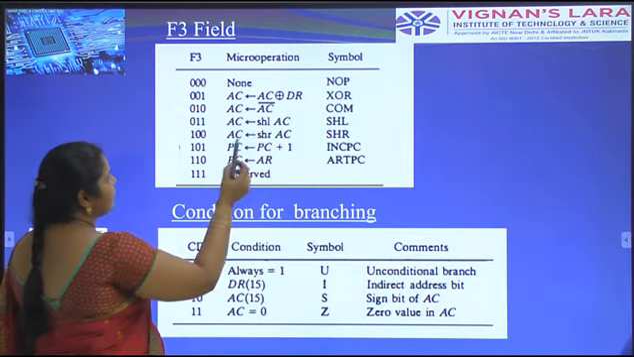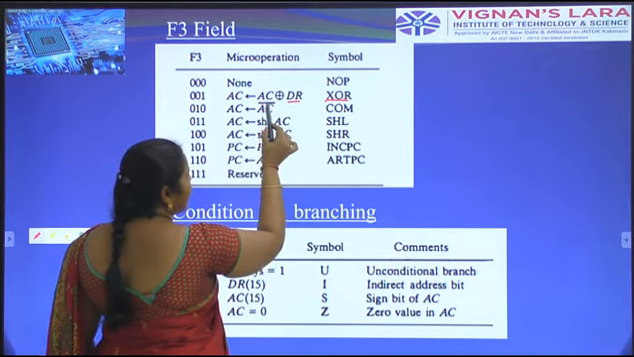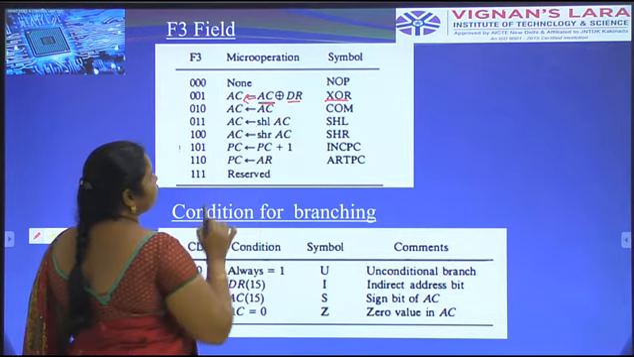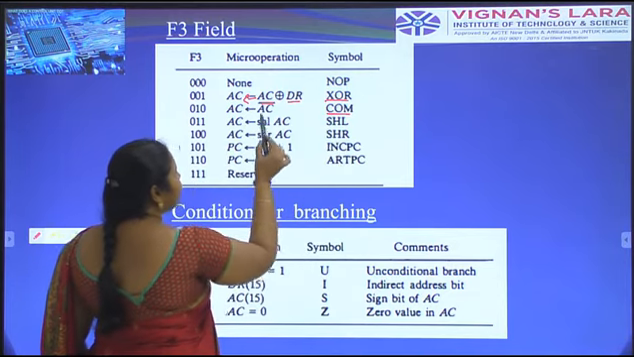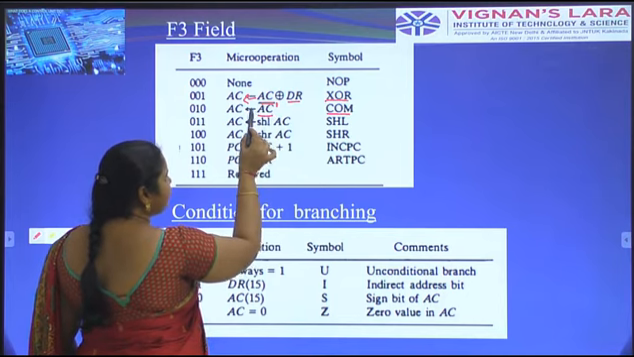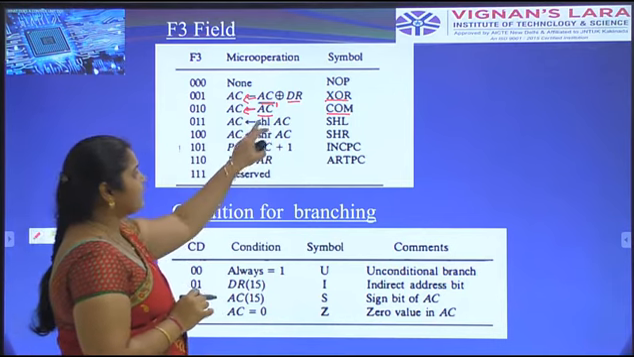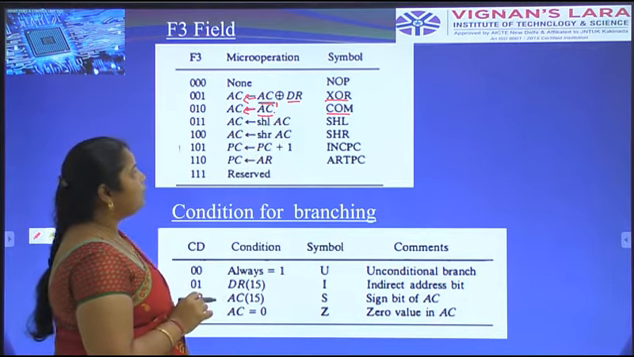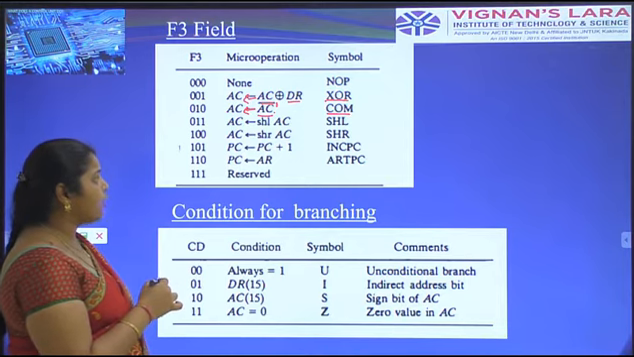Next, 1 means an XOR operation is performed between the data register and accumulator, and that information is transferred to the accumulator. Here COM means complement, AC bar. The accumulator is complemented, and that information is transferred to the accumulator. AC bar means complement operation is performed and the result is transferred to the accumulator.